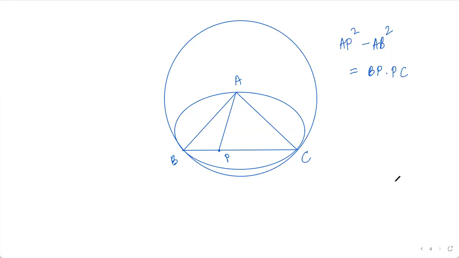Sir, in this proof, shouldn't it be AB square minus AP square? So the power of a point definition is the distance of the point from the center squared minus the radius squared. So the power of the point is negative when the point is inside the circle, and it's zero when the point is on the circle, and it's positive when it's outside of the circle.